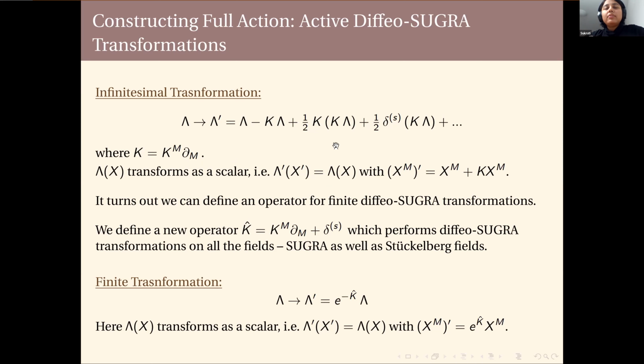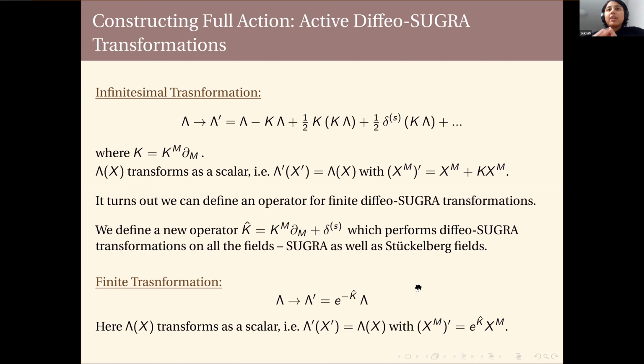Now, when we are trying to derive all these transformation rules, there are certain things to keep in mind: lambda transforms like this as a scalar, and this is how X^M, the super coordinate, transforms. We have reasons to believe that when we derive the finite transformation rules and operator, it might actually look like this. It is still under the checking process. We have to check it at higher orders, but we believe that the finite transformation for the field lambda might look like this.